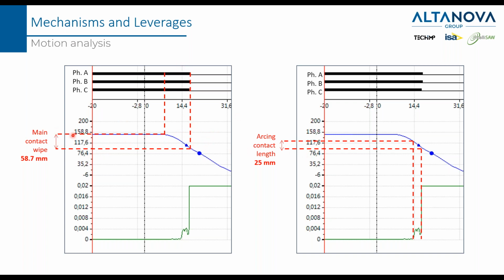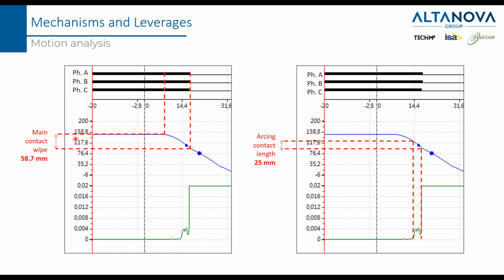Just two pieces of information that I can give you. We can understand the main contact wipe. You can see this plateau means that the main contact is still not moving, and exactly in this moment it starts to move. So from this point to this point is the distance that the two parts that are going to compose the main contact are overlapping and sliding one over the other.